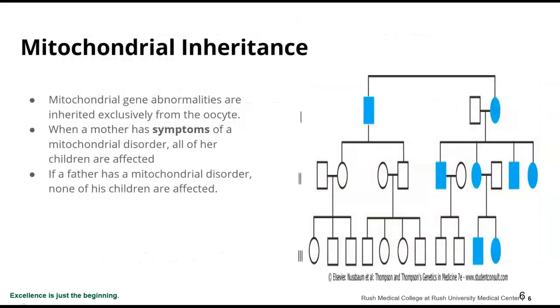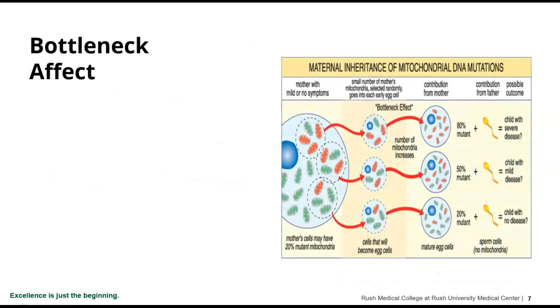But anyway, mitochondrial inheritance: the mitochondria are inherited exclusively from the egg. So here we have a brother and sister who are both affected with some type of disorder. The son, this brother here, all of his children and his children's children are not affected. However, the sister, all of her children are affected. None of her son's children will be affected. All of her daughter's children will be affected. So this is the typical pedigree that you would see with a mitochondrial disorder.